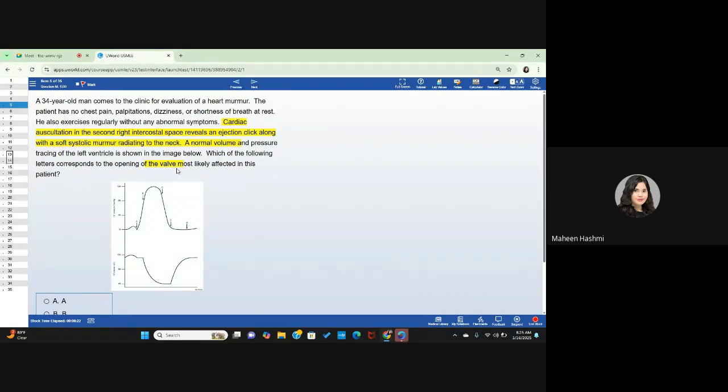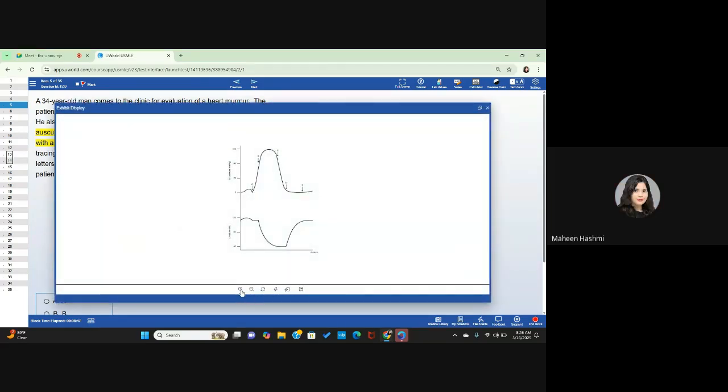What's going to happen? So basically, they are asking about the point where the aortic valve is open. B, aortic opening. Yeah, I think it's B too.